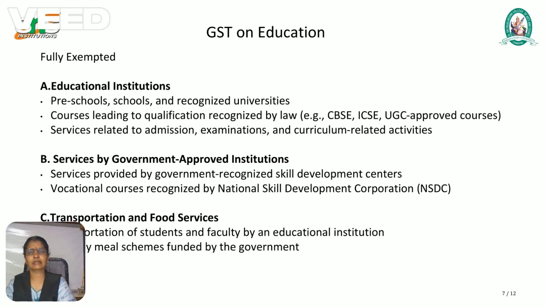The second category is services by government approved institutions. Third, if we are providing any transportation or food services, that alone has some exemption under the GST.